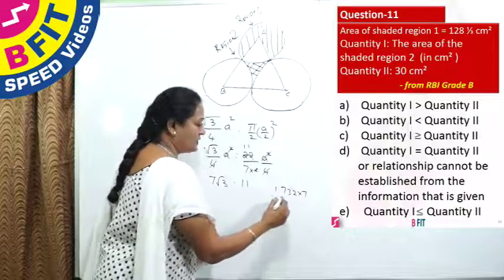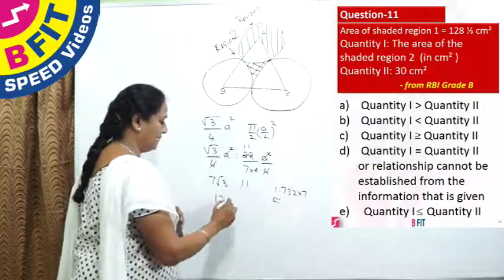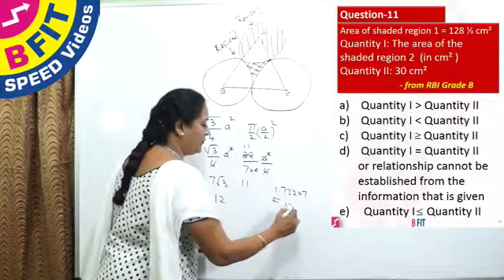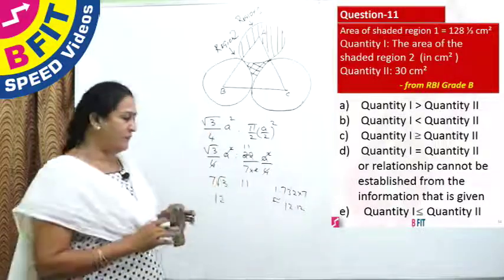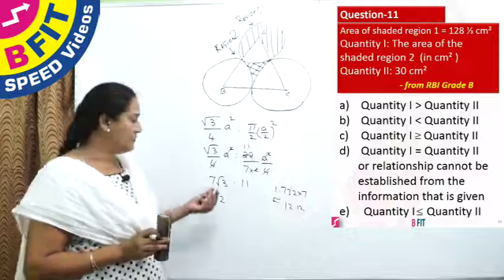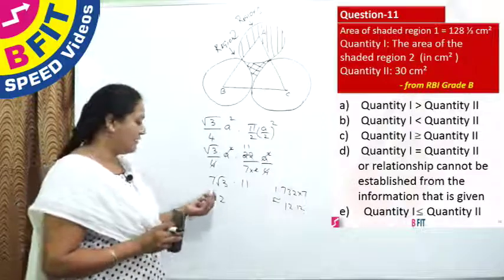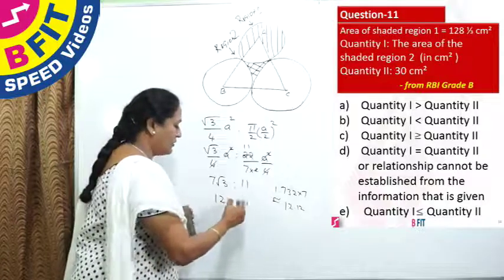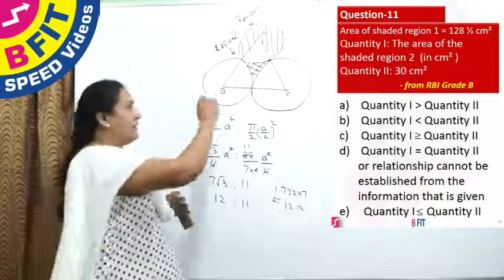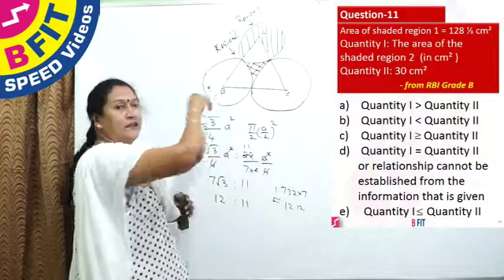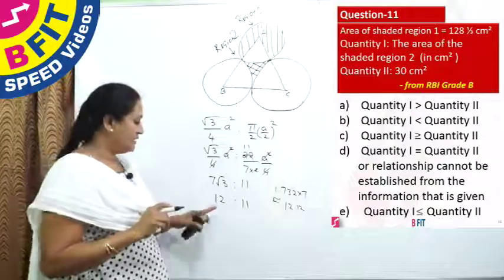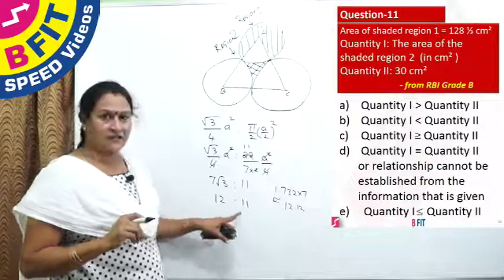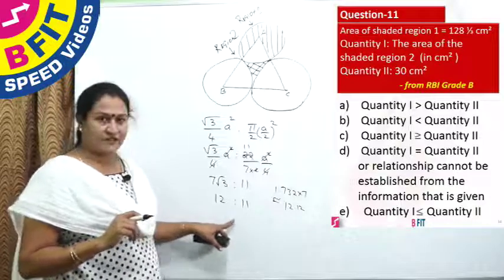So which is approximately equal to 12. So we'll get 12.12. We don't need the actual value, so I'll take the approximate value. 7 root 3 is approximately equal to 12, and the area of the semicircle is 11 parts. We need the region of the area in between these circles, which means the area in between the triangle and the sector. So what is the difference in parts?